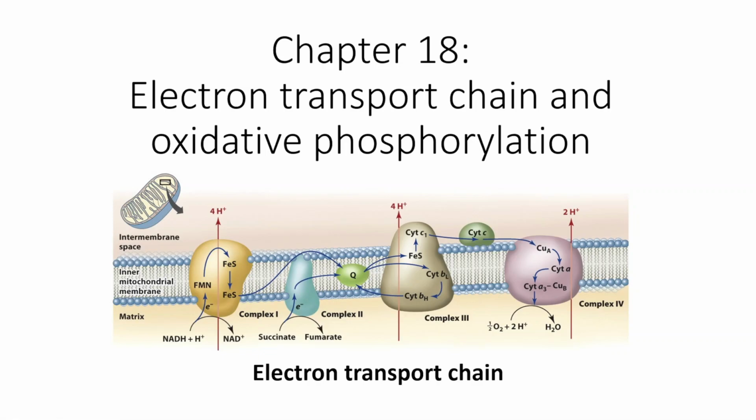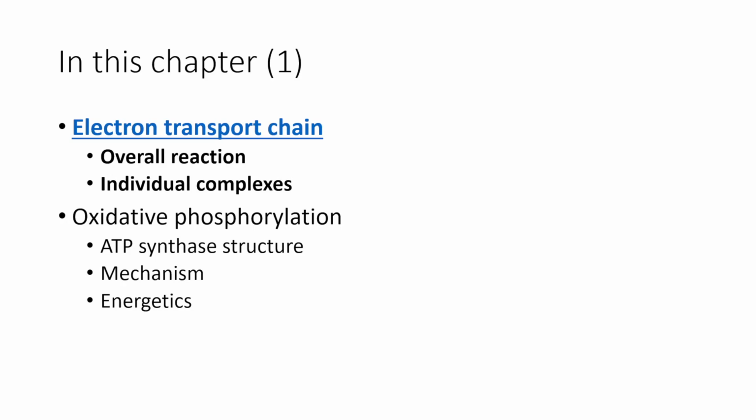In this chapter we will talk about the electron transport chain as well as oxidative phosphorylation. In this first video we will discuss the electron transport chain. First we'll discuss the overall reaction that contributes to the full electron transport chain, and then we'll talk about the individual complexes. In the next video, we will discuss the next step of this process, which is oxidative phosphorylation, where this proton gradient that is generated through the electron transport chain is ultimately used to finally make ATP to be used as an energy currency by the cell. But first, we had to discuss the electron transport chain.